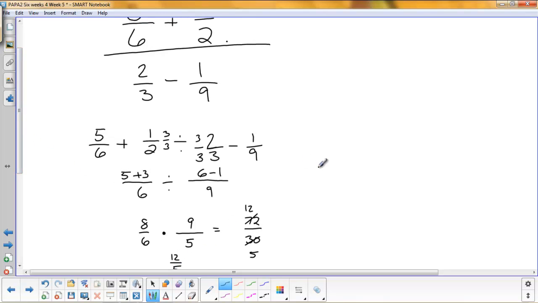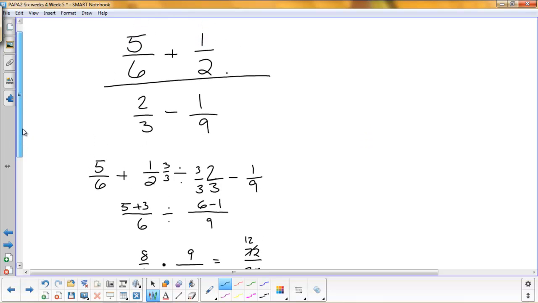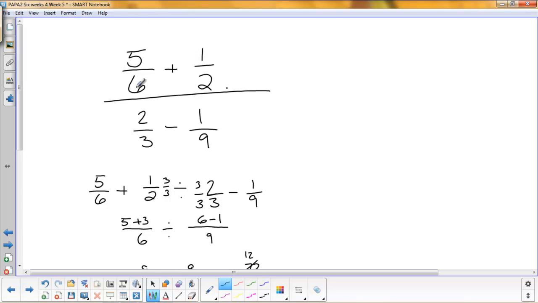The second method that I like to demonstrate is clearing the fraction. Now what you're going to do is look for a common denominator which is the same among all 4 fractions inside the problem. You've got a 2, a 6, a 3, and a 9. The least common multiple of those 4 denominators is 18.